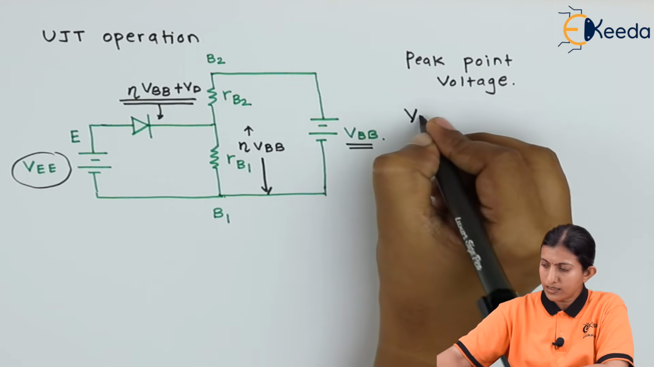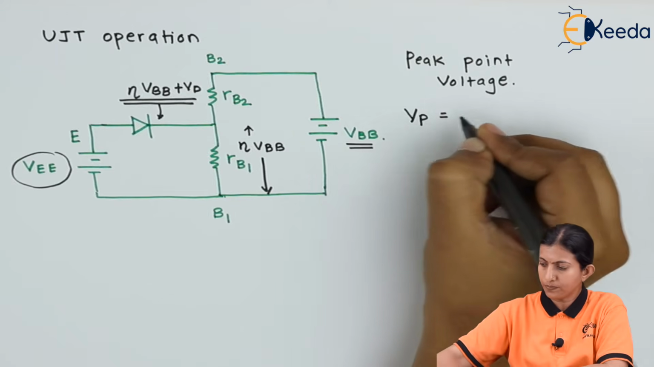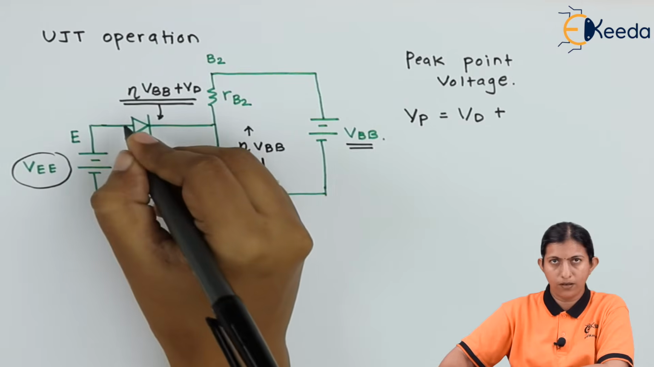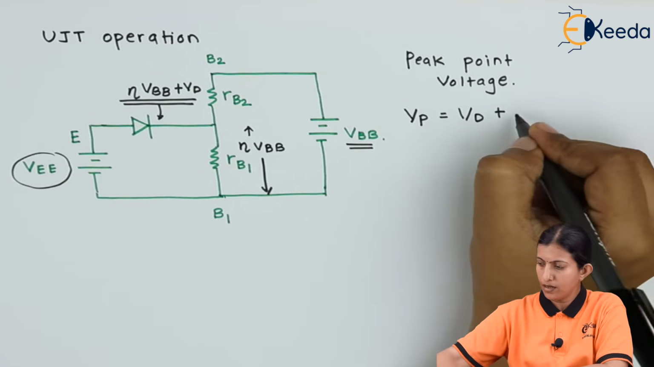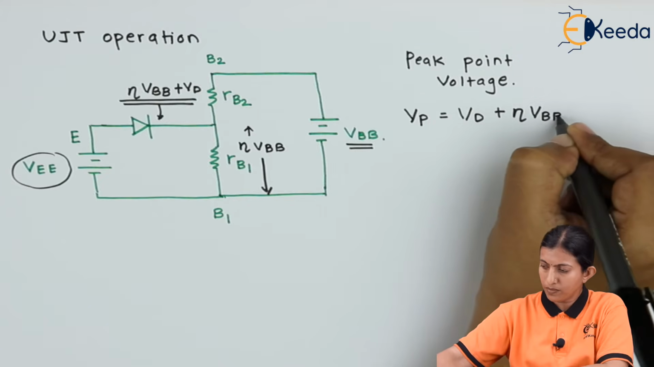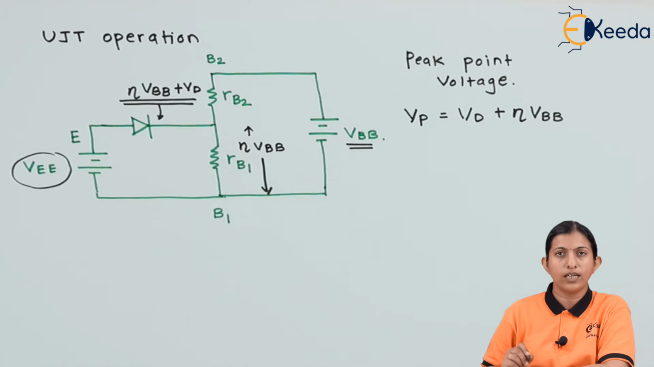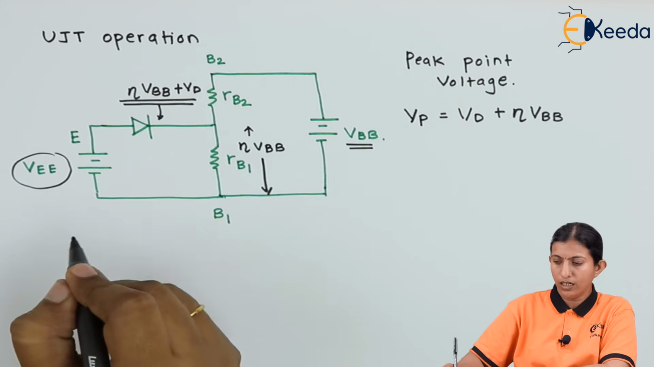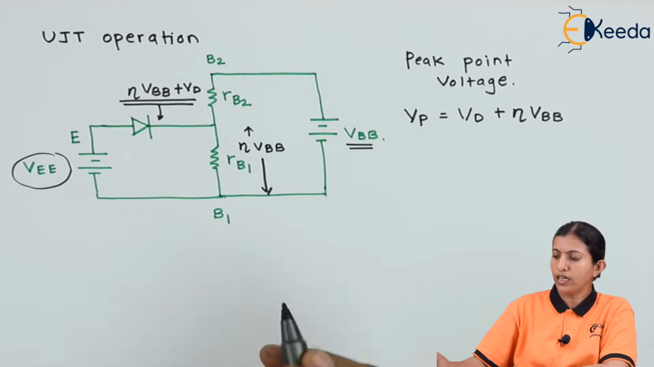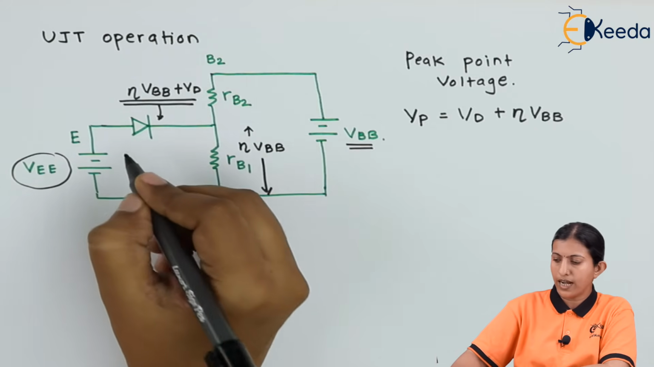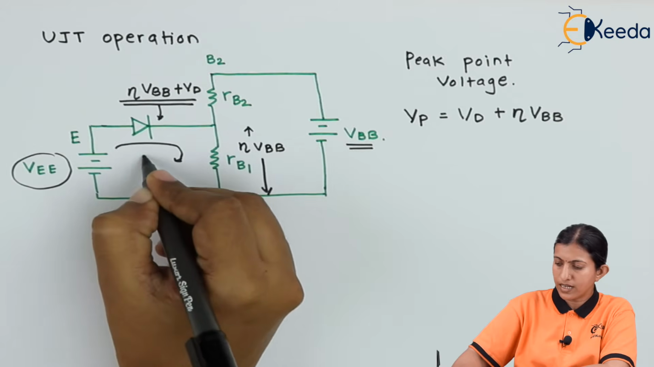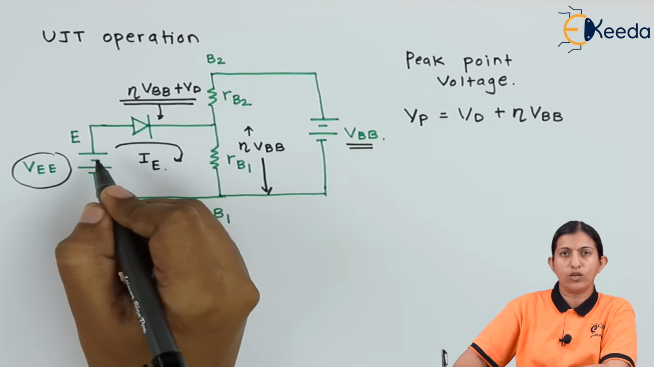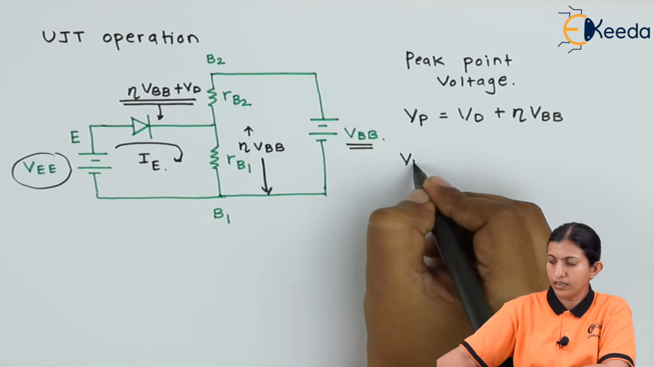So VP is the peak voltage, which is equal to VD, the diode drop, which is 0.7 V, plus eta times VBB, which is the voltage at the cathode. When this much voltage is given to the emitter terminal of the UJT, only then will the diode be forward biased and the current IE start flowing through the emitter terminal. So as you increase the supply voltage, the emitter current goes on increasing.